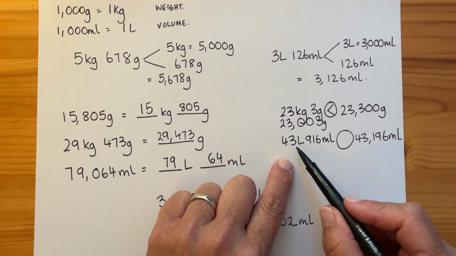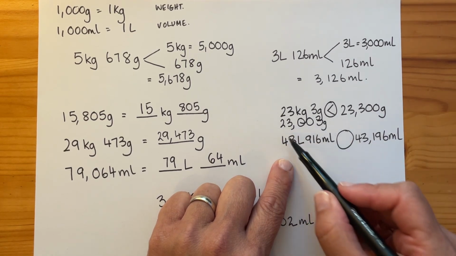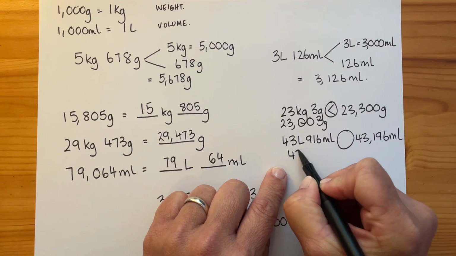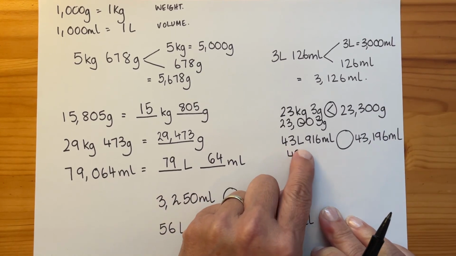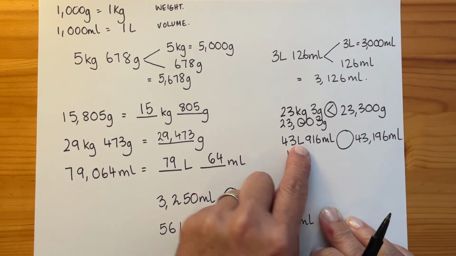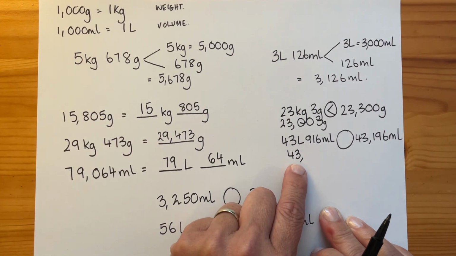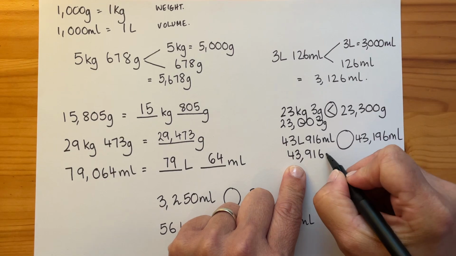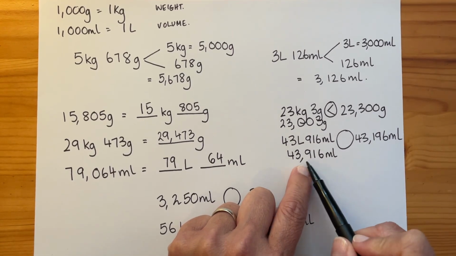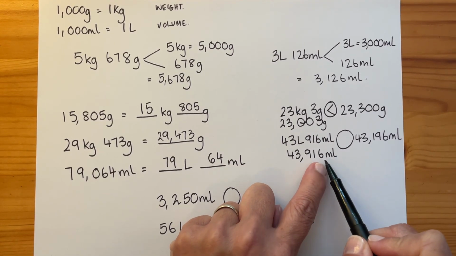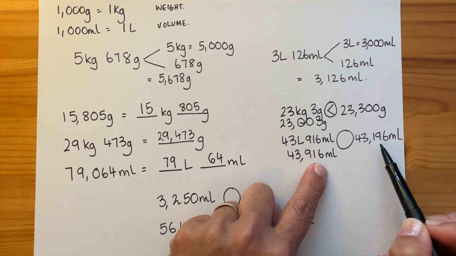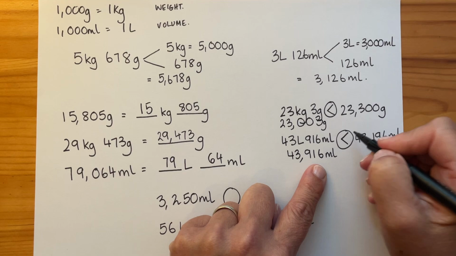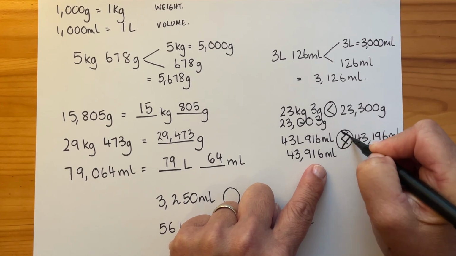This one I'm going to convert to milliliters because I want to make it the smaller one, right? So this is going to be 43,000, and I know this because it's 43 liters. And it's in thousands. 43,000, what's left over? 916 milliliters. And now I can compare 43,916 with 43,196. This one's definitely, oh, sorry, wrong way. This one is definitely the bigger one.